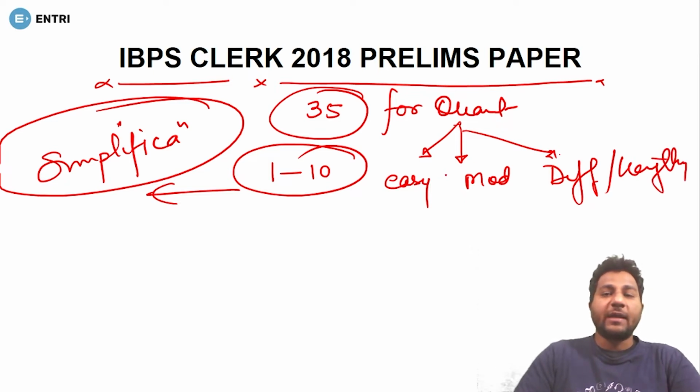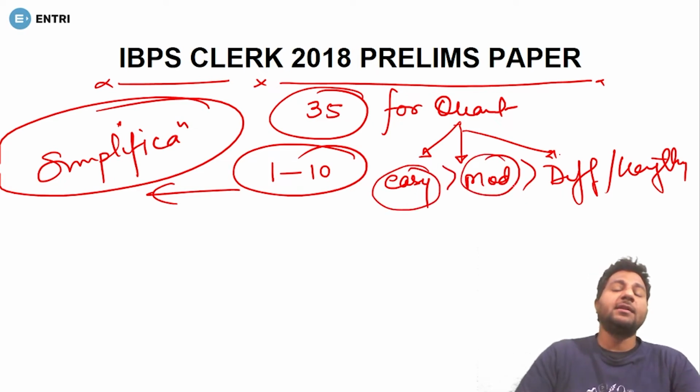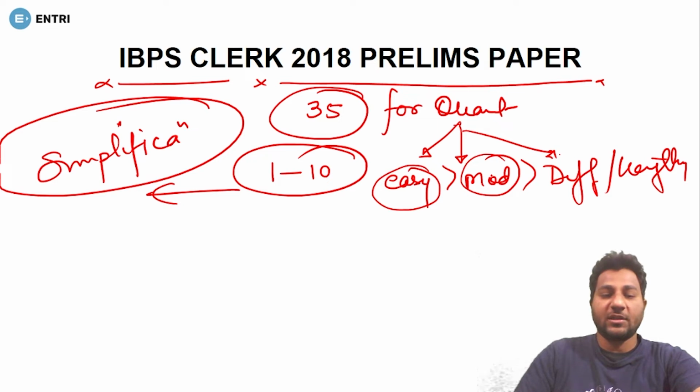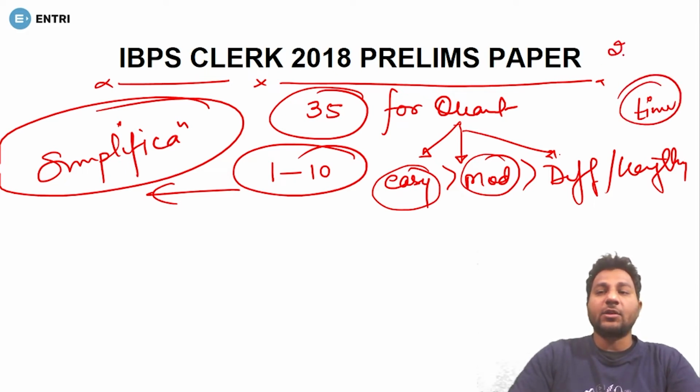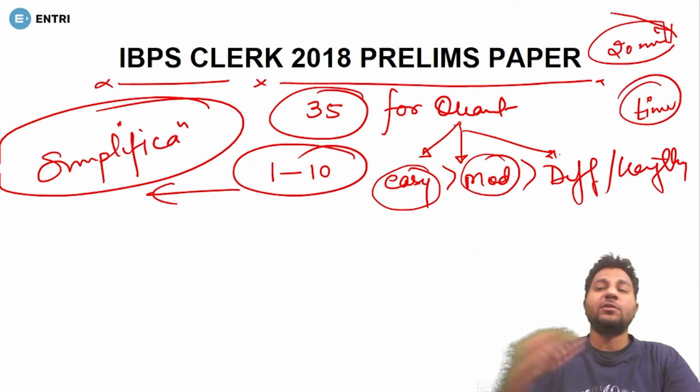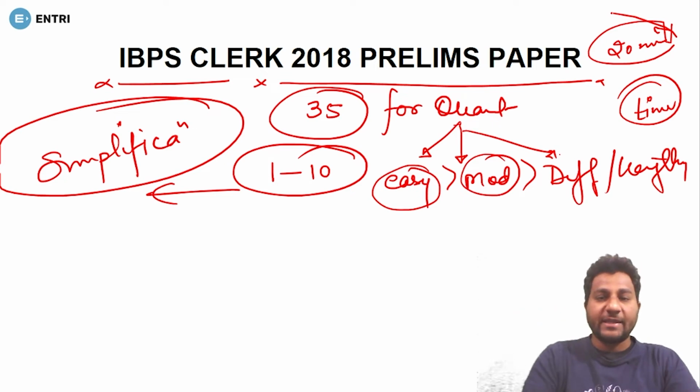First you need to attempt the easy section, and then you will go to moderate, and if you are left with some time, then you can go to the lengthy section. You need to remember the procedure. If you don't remember the procedure, you might get stuck in the time frame, because your time is restricted to 20 minutes for each subject. Did you get that? Okay, let's move on and see what the questions are like in simplification.